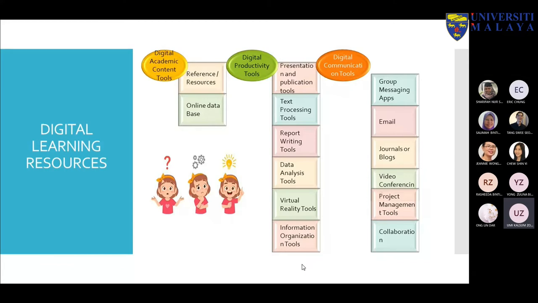Whereas similarly, for the digital communication tools, there are also 6 variables involved, which are group messaging apps, email, journals or blogs, video conferencing, project management tools, and collaboration tools.